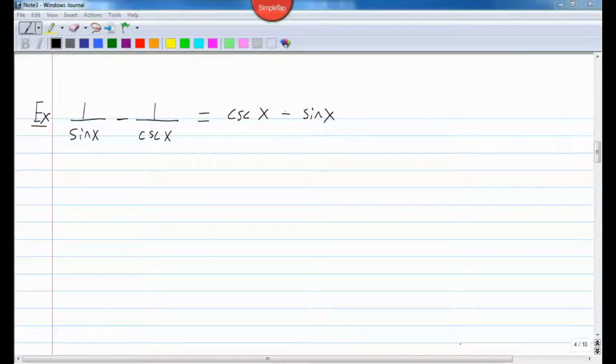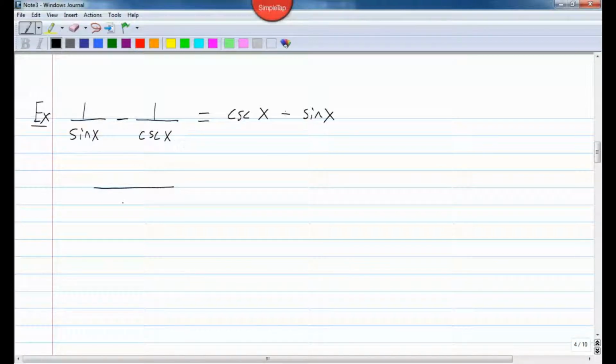Take a look at this identity. So I see two fractions on one side. I see two of the same trig functions on the other side. Not a lot we could do with the right side of the equation with what we know so far. So what we'll do is we have fractions on the left side. Let's see if getting a common denominator does anything.